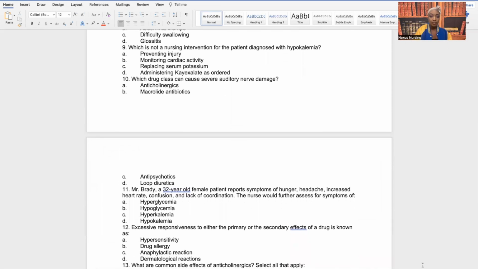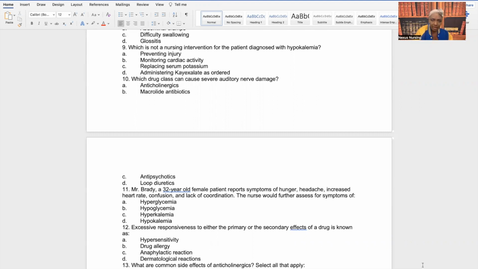Number nine, which is not a nursing intervention for the patient diagnosed with hypokalemia? A, preventing injury. B, monitoring cardiac activity. C, replacing serum potassium. Or D, administering Kayexalate as ordered. And the correct answer is D, administering Kayexalate as ordered. Think about it. Your normal potassium is 3.5 to 5. This patient's potassium is less than 3.5 because they're hypokalemic.